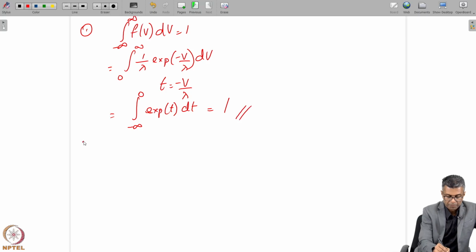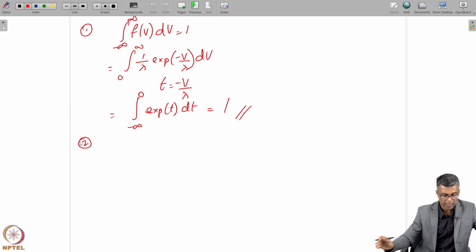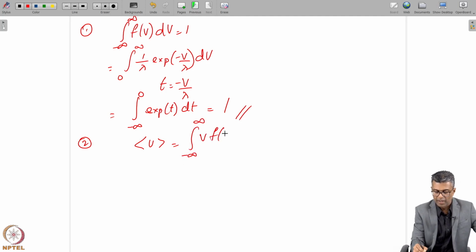That's your first part. What is the second part? You have to show that the mean value is equal to lambda. So by definition, the mean value is the integral from minus infinity to infinity. In this case, it will only be 0 to infinity, but I want to write the general definition, so that is minus infinity to infinity, v f of v dv.